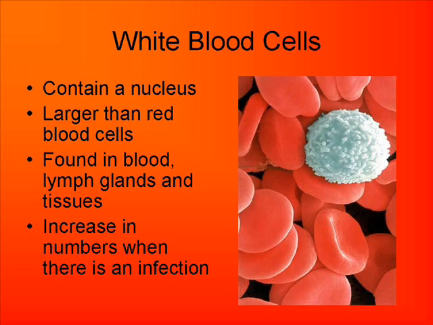Now, of course, they're found in your blood. They're also found in lymph glands and tissues and things like that. It's your lymph nodes where these white blood cells are actually produced, so they can go and fight infection in your body. And that's why they're increased in number when you have some sort of infection or disease. It could be something as simple as a little cold or allergies, to things that are more complicated.